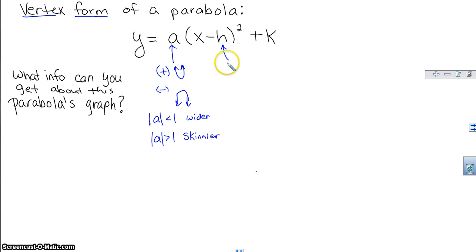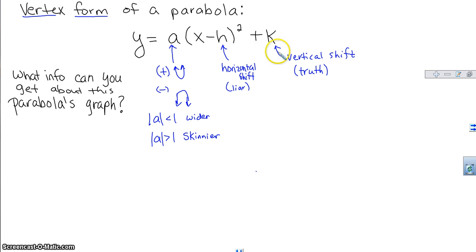H represents your horizontal shift. And for H, whatever number's in here, horizontal means left and right, whatever's in here, we consider that a liar. And we'll talk about exactly what that means in a minute. And K is our vertical shift. That's up and down movement. And it's going to tell the truth.